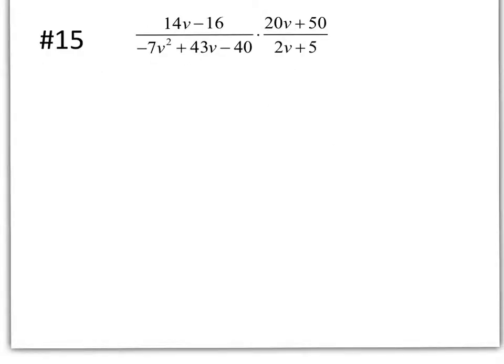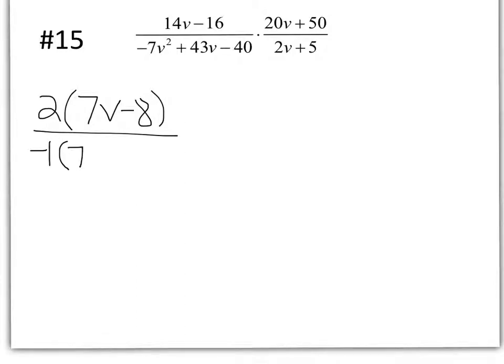Alright, now I'm going to start with the numerator. And since it's a binomial, I'm just going to factor out what they have in common. And it looks like the only thing they have in common is a 2, which means I'll have left 7v minus 8. And then in the denominator, the first thing I'm going to do is factor out a negative 1 before I factor that, because that will make this easier for me. So all of your signs change.